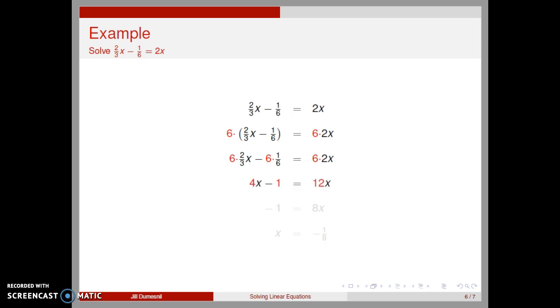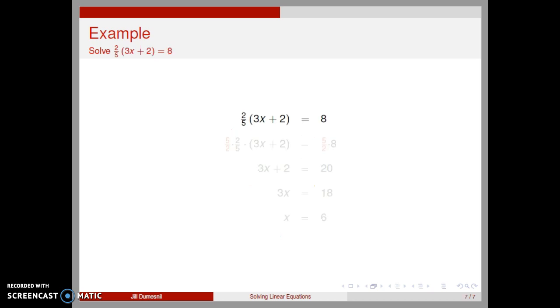Therefore, 4x minus 1 equals 12x. Notice that the fractions have been eliminated as desired. Now, to collect our x terms on one side, we subtract 4x from both sides, and thus -1 equals 8x. Dividing both sides by 8 and using the symmetry property of equality produces that x equals -1/8.